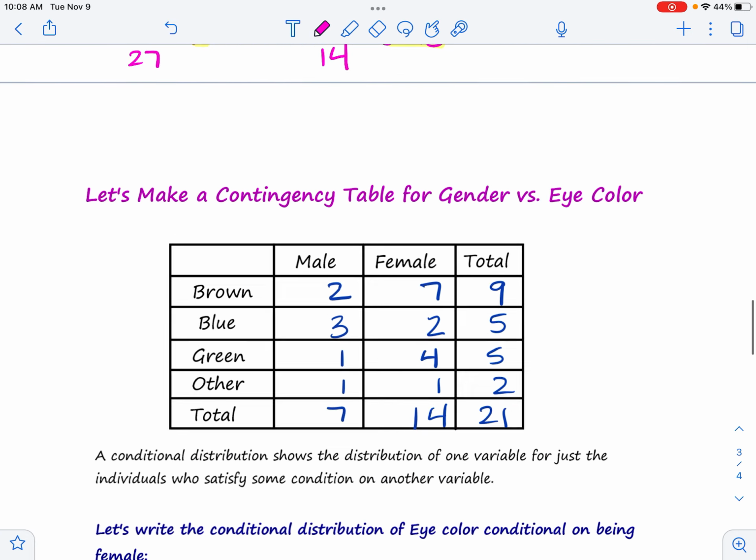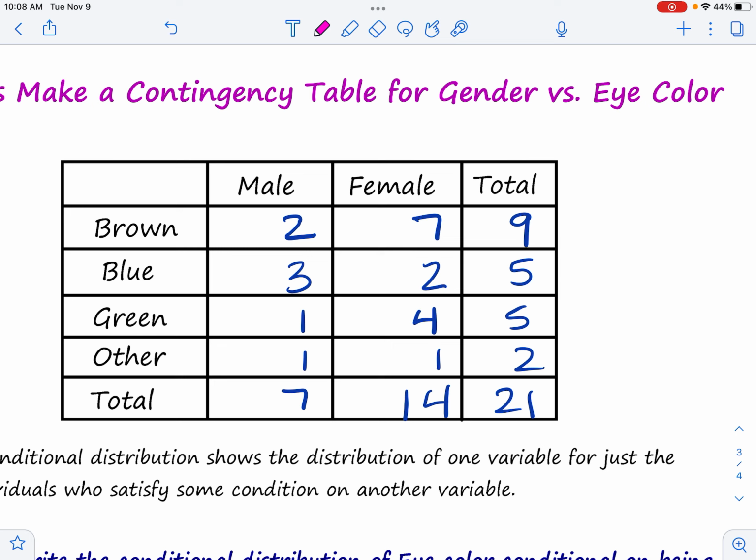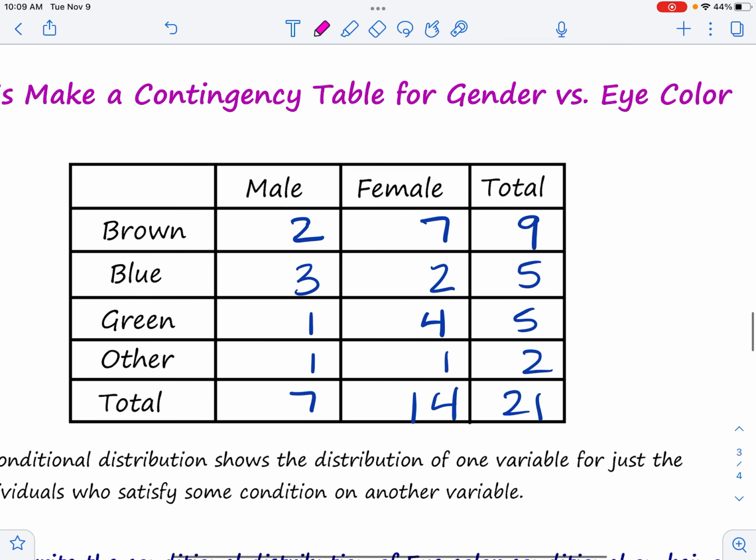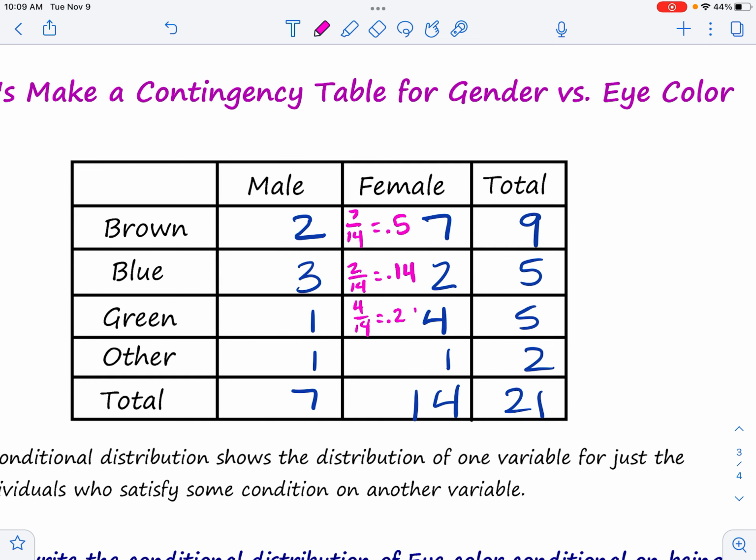So let's start with just the females. I need to find how many females have brown eyes out of the total number of females. So this over that. Then we're going to do blue, green, and other. So this is 7 over 14, which is 0.5. The next one is 2 over 14, which is 0.14. Then we do 4 over 14, which is 0.29, and then 1 divided by 14 is 0.07.